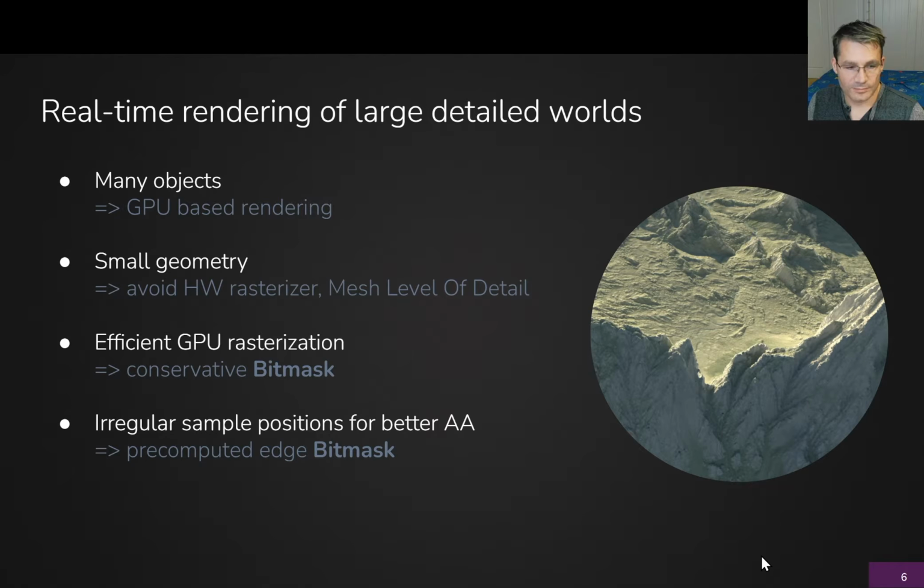But if I want to have anti-aliasing, then I need to have samples within a pixel. Like let's say I have 32 samples, that would be high quality anti-aliasing. For that, I can use a pre-computed edge bitmask. So again, another use of coverage mask. I will show you in a second how that works.